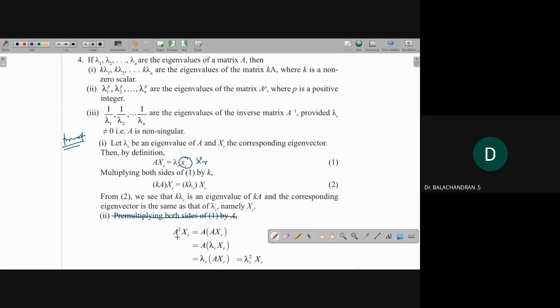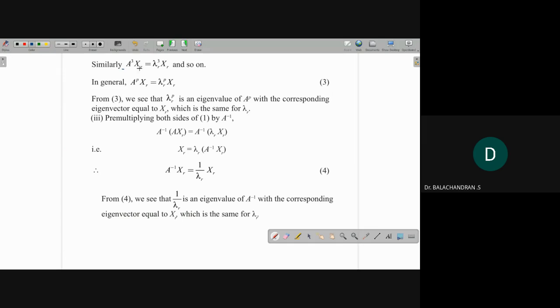Similarly, what can you expect? A cube Xr is the same as lambda r cube Xr, and so on. In general, A power p Xr is lambda r power p Xr. So from this equation, we see that lambda r power p is an eigenvalue of A power p, and the corresponding eigenvector is Xr, which is the same as for lambda r.